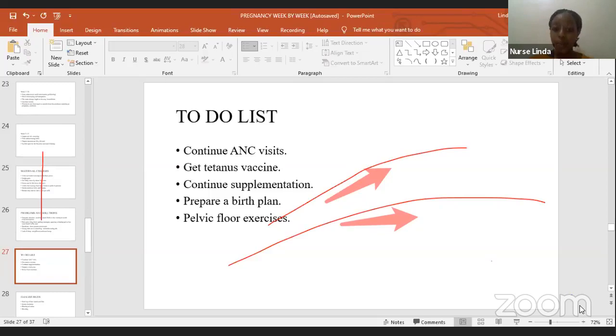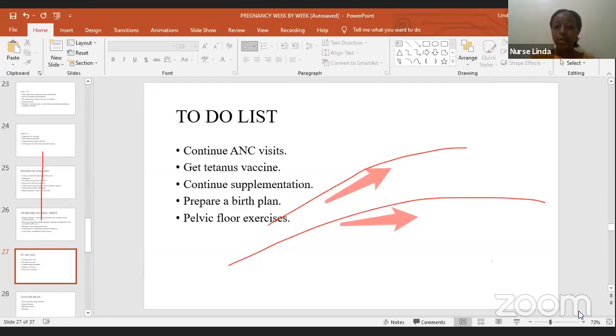It can also be repeated if the duration between one pregnancy and another is more than 10 years. So if we have that window of more than 10 years, then in that pregnancy after the 10th year, you might be given 2 doses of tetanus vaccine. I hope that is well understood.